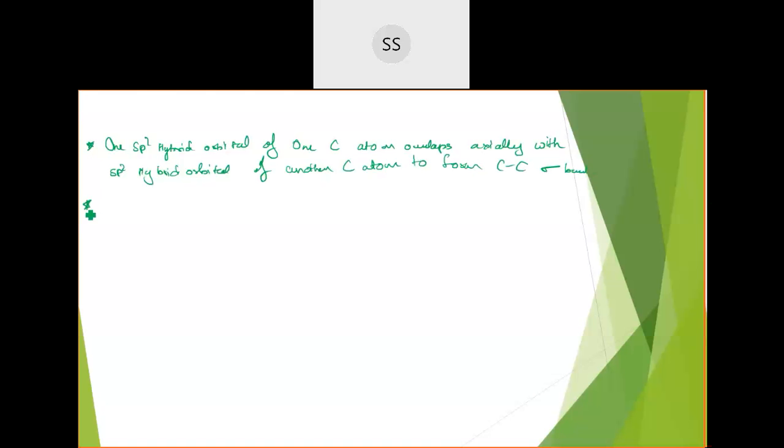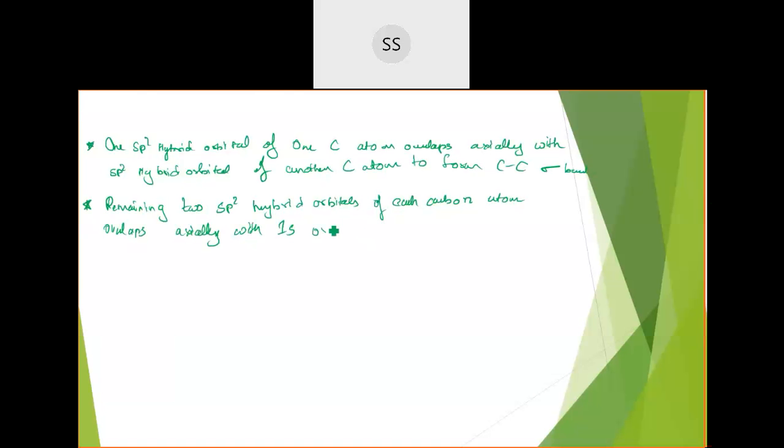Next, you have to explain the carbon-hydrogen sigma bond. Then you will say the remaining two sp2 hybrid orbitals of each carbon atom overlap with one s orbital of hydrogen to form four carbon-hydrogen sigma bonds. Four they are forming.